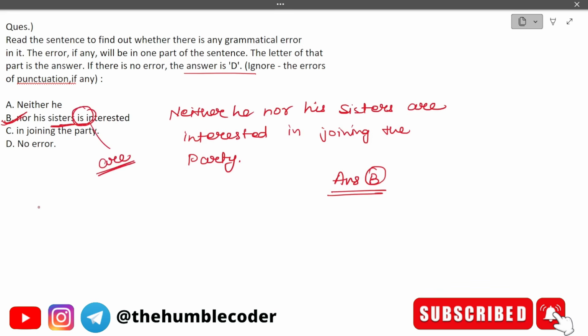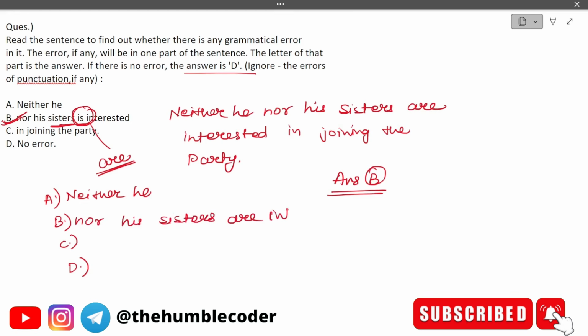Now let's suppose a case where we would have these options. I want to give you another example where you might get options something like this: "Neither he nor his sisters are interested in joining the party." And the fourth option is no error. So in this case, what would be the correct answer?